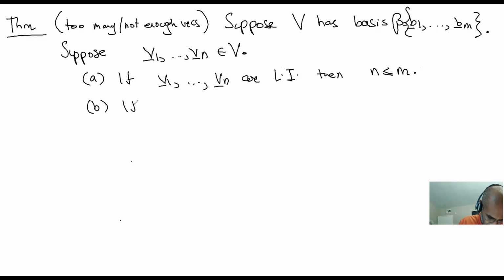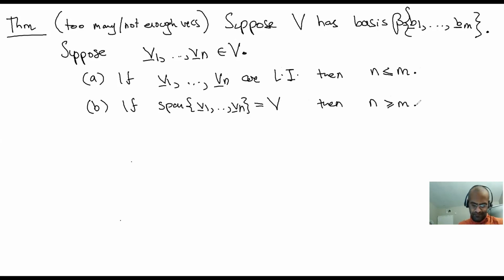And if they span, then the number has to be at least the dimension of the space. Okay, so this is the same theorem as the too many vectors, not enough vectors theorem.